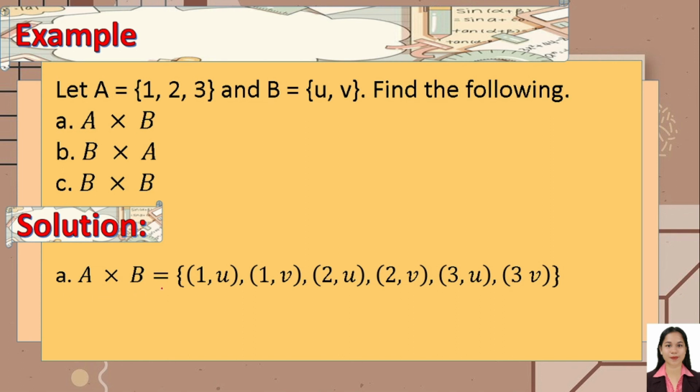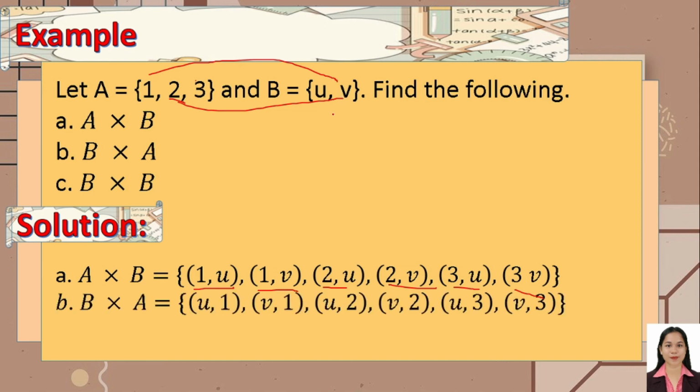So, A cross B is equal to, we just multiply 1 times u or 1 cross u. So, we have here the ordered pair (1, u). Then, 1 cross v. So, we have here (1, v). Then, yung isa naman 2. Then, multiply cross to u. So, we have (2, u). Then, 2 and v, kumbaga dinidistribute lang natin. We have (2, v). Then 3 and u, so we have here (3, u). And 3 and v, so we have here (3, v). So yun lang. Kasi kung ano yung nauna po dito, yun lang yung parang i-distribute natin dito sa B.